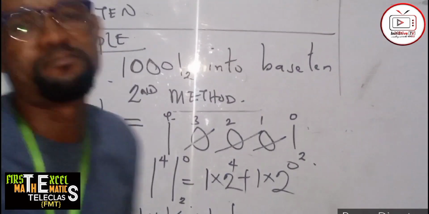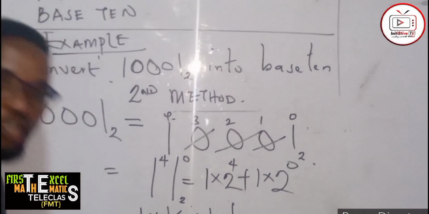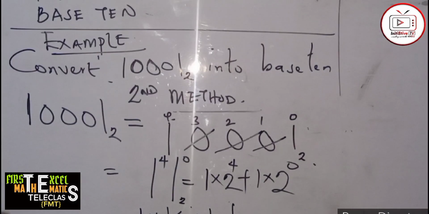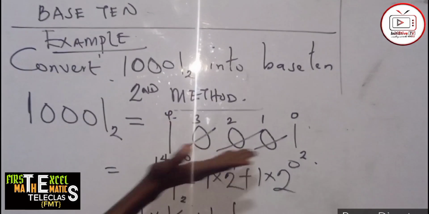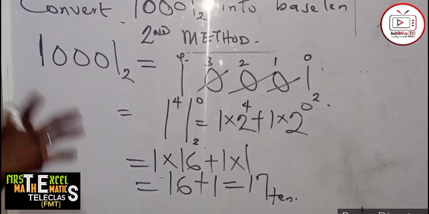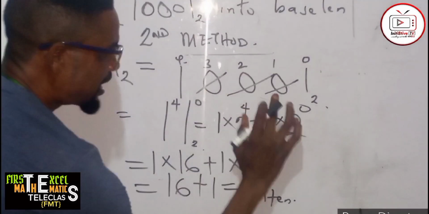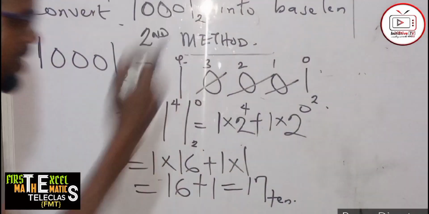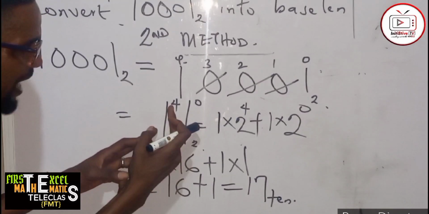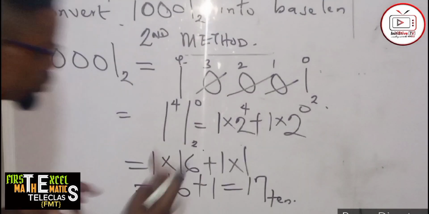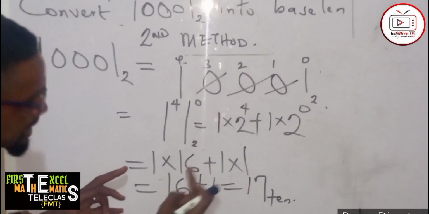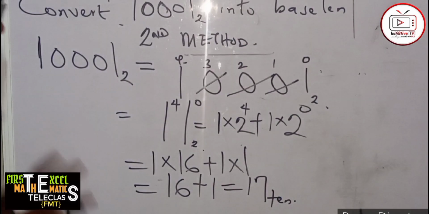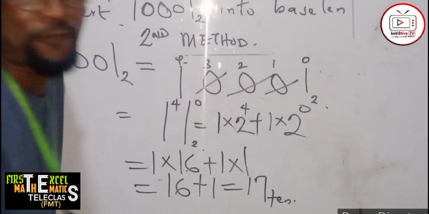That is the second method. I said you need to cancel out all the zeros. I have this, expand it, introduce your power. After that, you cancel out the 0 that you have here. After cancelling, I have 1 to the power 4 and 1 to the power 0. After you expand this, 1 times 2 raised to the power 4 plus 1 times 2 raised to the power 0. 1 times 2 to the power 4 gives me 16, plus 1 times 2 to the power 0 gives me 1. 1 times 16 is 16, 1 times 1 is 1. Final answer is 17. Now let's move to the third method.